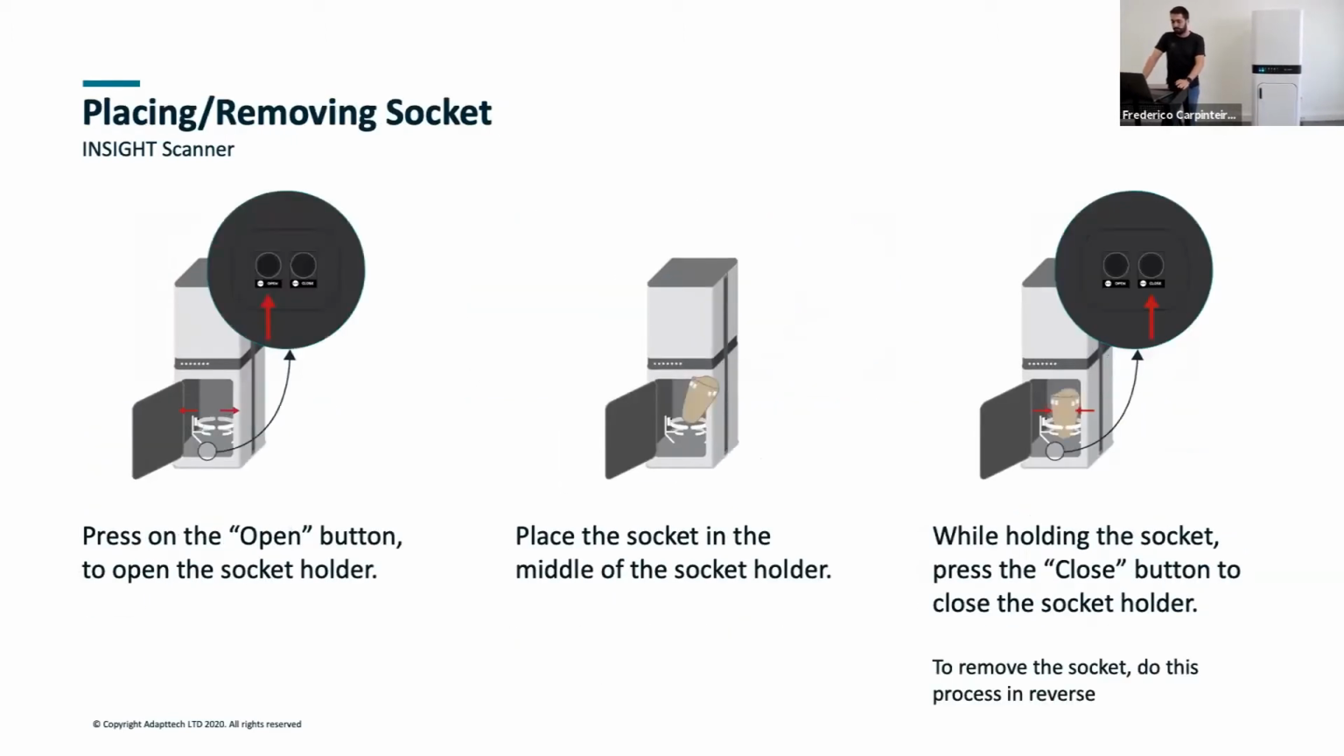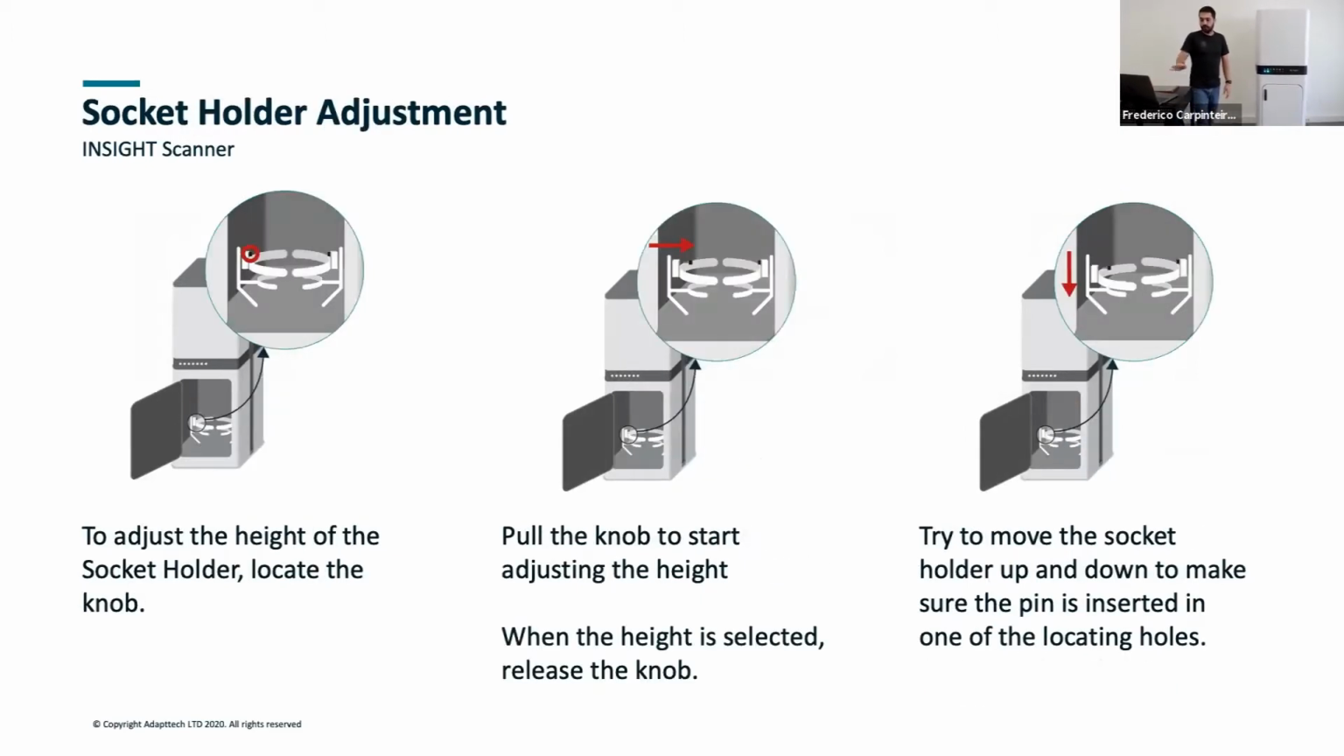Next slide. Previous one. So here I'll speak about these two slides at the same time, as they are related to the socket holder. The socket holder can be adjusted for different heights and different types of sockets just by pulling this lever, moving it up or down and releasing it. It will have predetermined positions where you'll be allowed to stop. This is to adjust for the different heights of sockets.